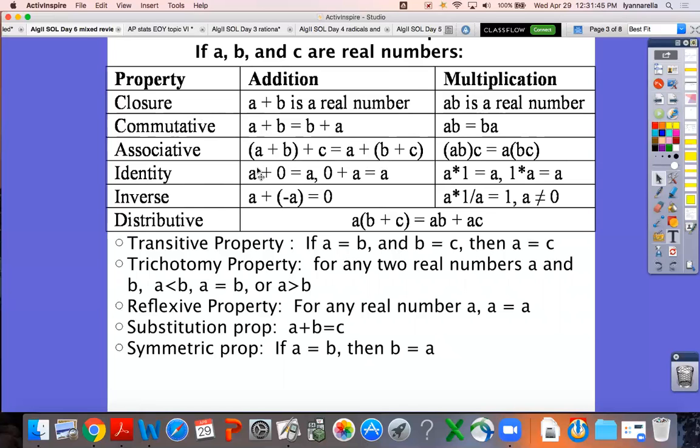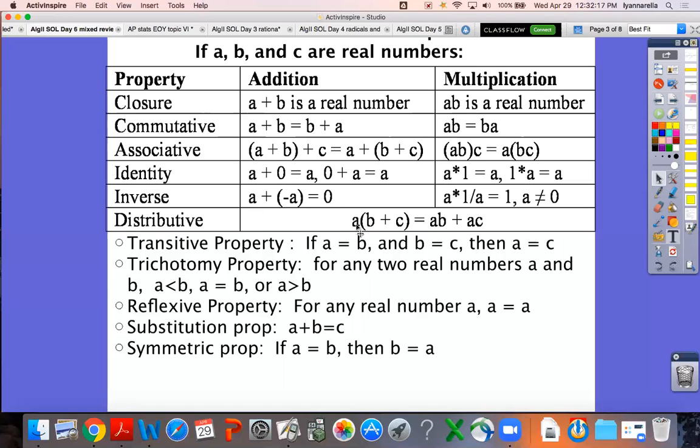An identity property is when you start with some real number, and if you add 0 to it, you still have that same real number. Or if you multiply 1 by that, then you still have that same real number. And the inverse property just means if you add a number to its opposite, you'll get 0. Or if you multiply a number times its reciprocal, 1 over A is the reciprocal of A, you will get 1. So when you end with a 0 or a 1, that's the inverse property. When you add a 0 or multiply a 1, that's the identity property. It's easy to get those two mixed up.